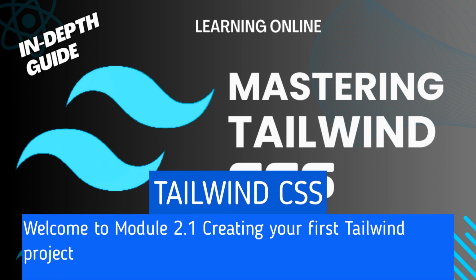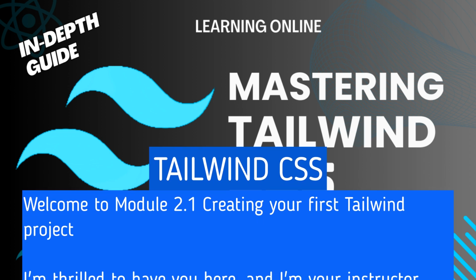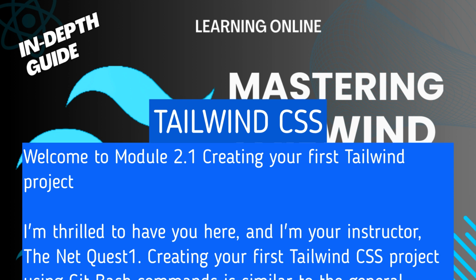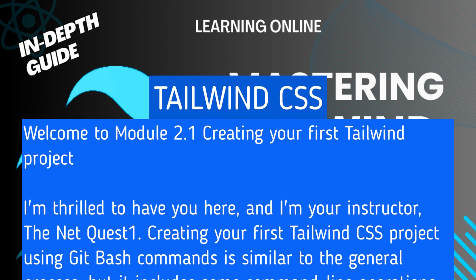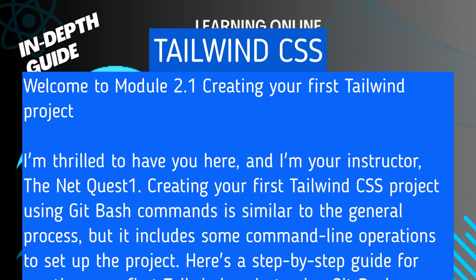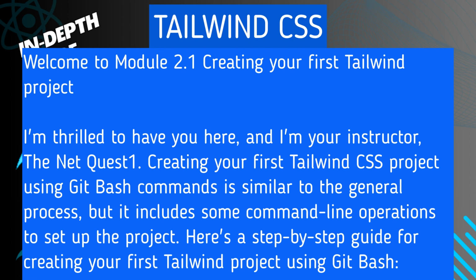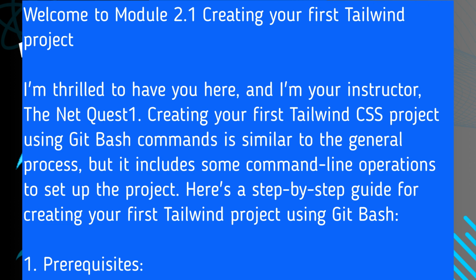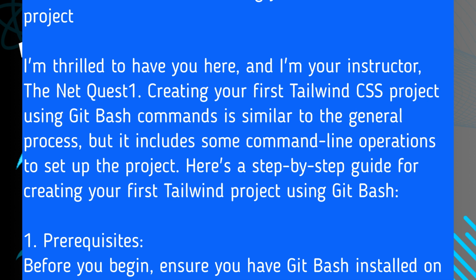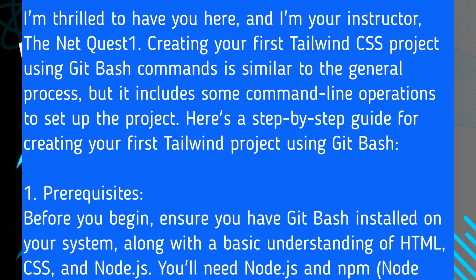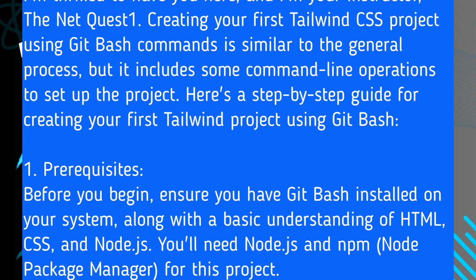Creating your first Tailwind CSS project using git bash commands is similar to the general process, but it includes some command line operations to set up the project. Here's a step-by-step guide for creating your first Tailwind project using git bash. 1. Prerequisites. Before you begin, ensure you have git bash installed on your system, along with a basic understanding of HTML, CSS, and Node.js. You'll need Node.js and npm (Node Package Manager) for this project.